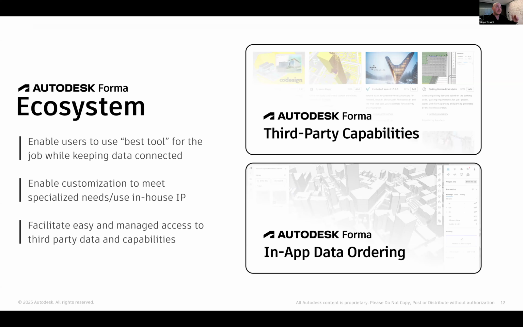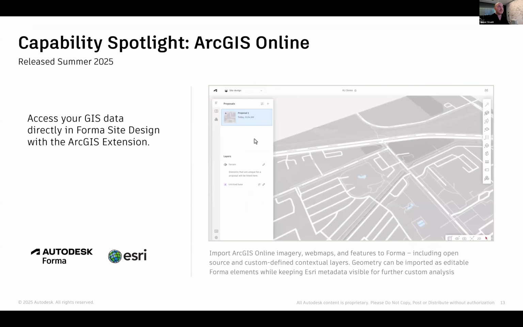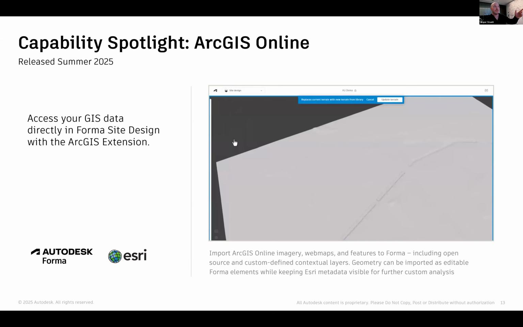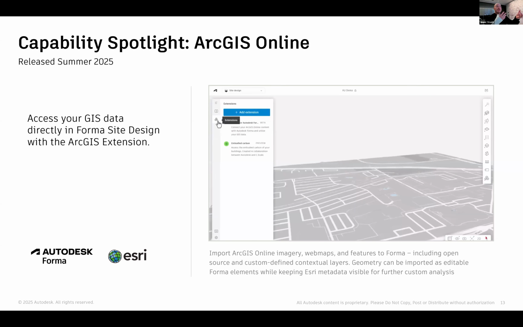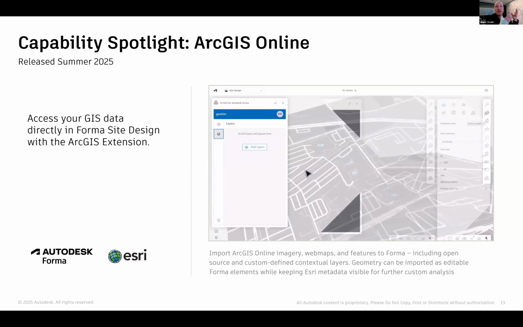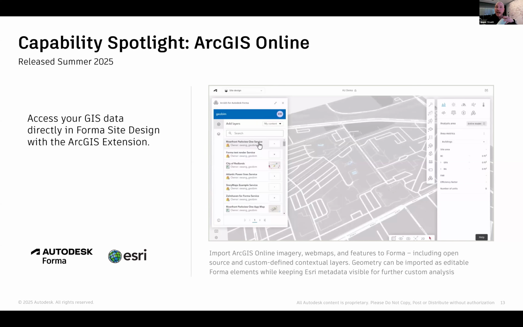Now, an example of that, we talked about data availability, right? If you are an ArcGIS person, then the extension from S3, the ArcGIS Online in Forma, might be exactly what you're looking for. So you would then go into your library and connect. I'm sorry, I clicked, didn't mean to click. I'm going to jump on back, my bad. There we go. So you can go into your extensions, you can open your ArcGIS extension, and then from there, you can start to add the layers that you are building up in ArcGIS.